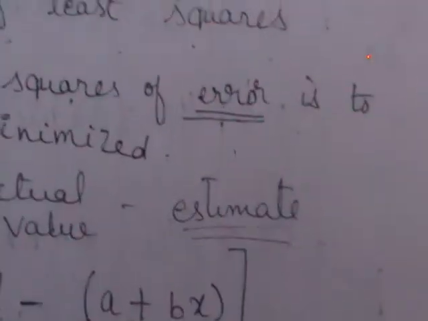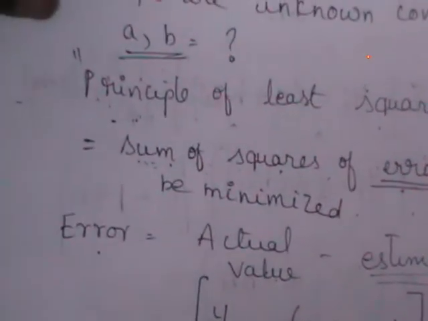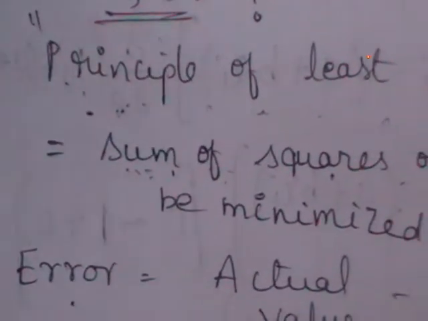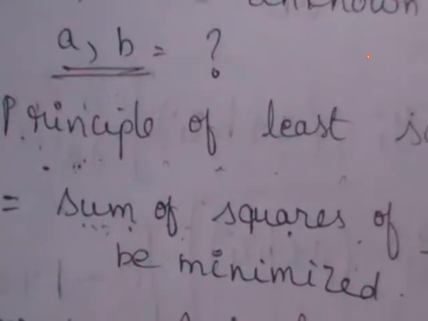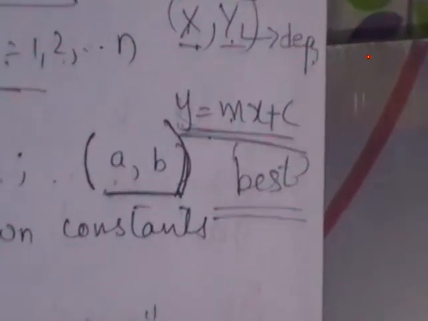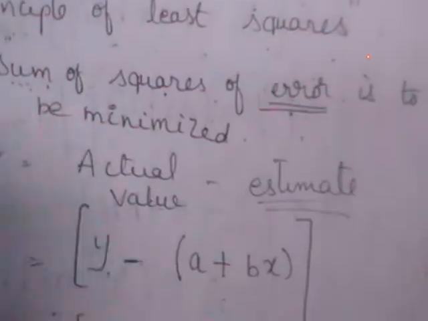What does this principle of least squares tell? Generally, error is a quantity considered as the difference of actual and estimated value. The principle of least squares tells that for a curve to be the best fit for the given data, the error sum of squares is to be minimized. If you say that for the given data a straight line is the best curve, then error is to be minimized, or it should obey the principle of least squares.